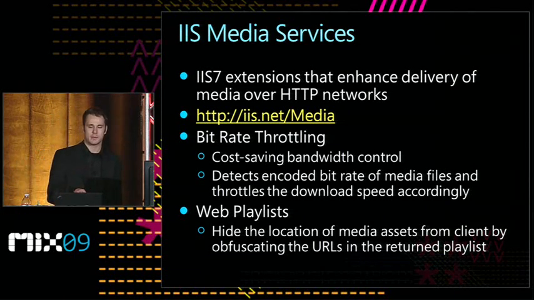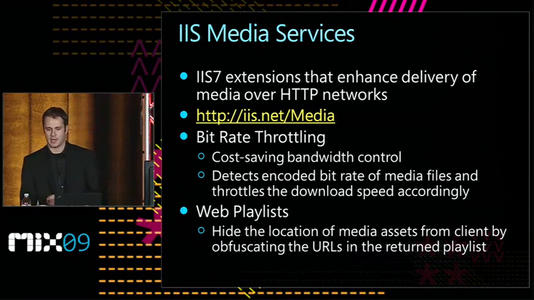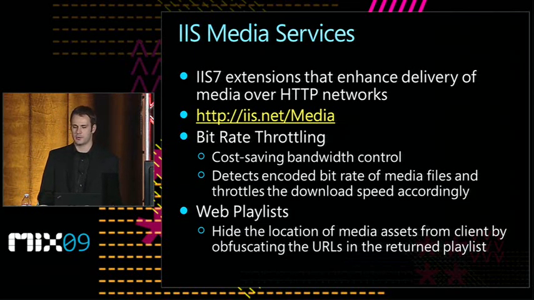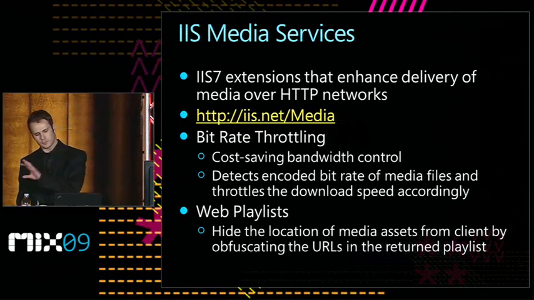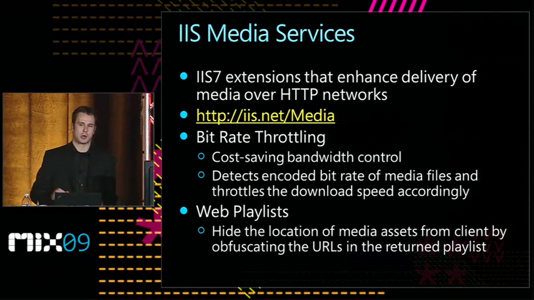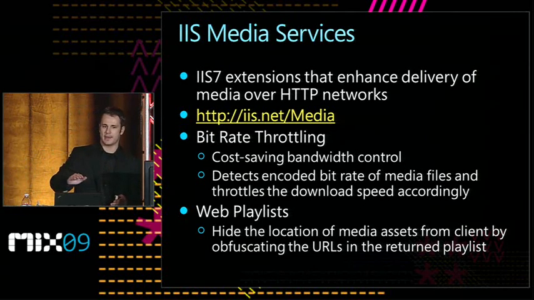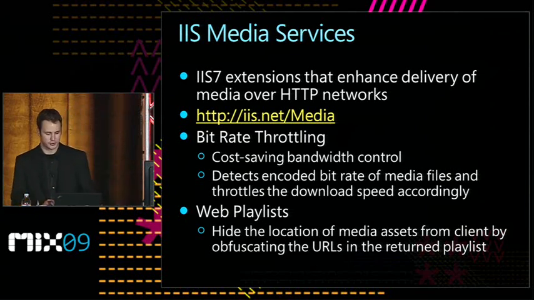So as a cost-saving measure, we have this feature in IIS Media Services called bitrate throttling to address this issue, where if you want to deliver your media using progressive download, but you don't want to waste too much bandwidth, you can tell IIS to deliver the content to the client only at the speed at which it is encoded. So it acts more like streaming, where it's being delivered at the encoded bitrate, but it's still progressive download. So it's a pretty cool feature.